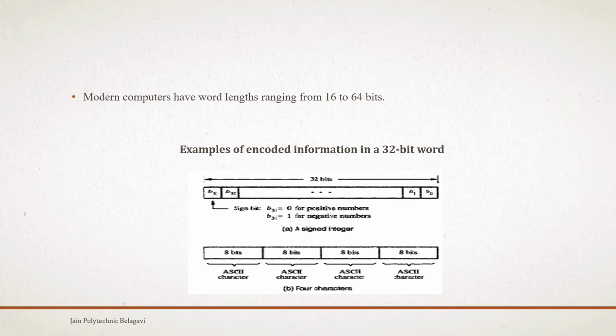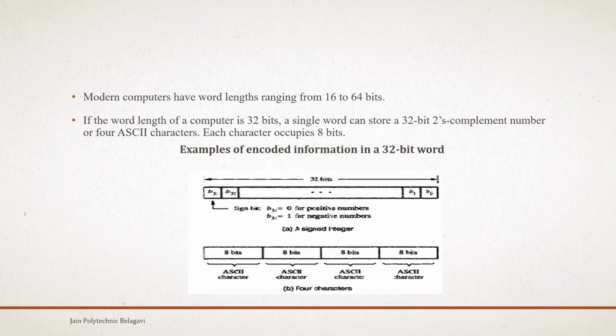Now, how is a signed integer stored? A signed integer is an integer number which stores its sign as well. So whether it is negative or positive, that information is also stored in the signed integer. As you can see here, in the last bit, b31 equals 0 for a positive integer. That is, if this bit of the number is 0, it means the number is positive. If it is 1, it is negative.